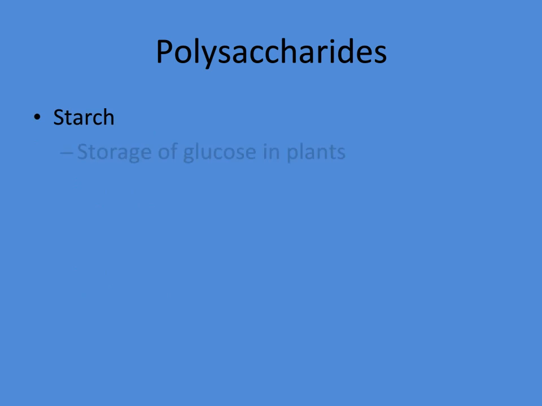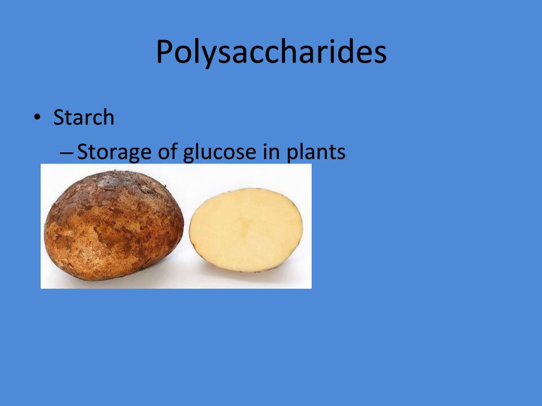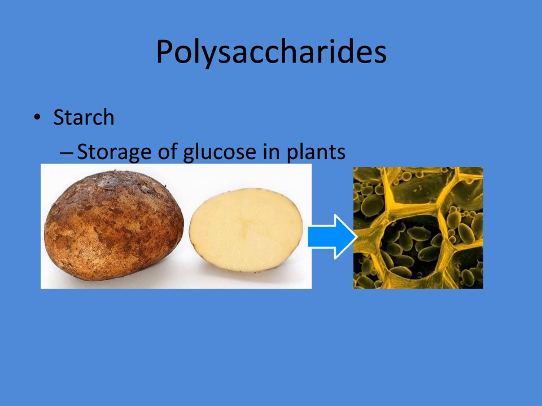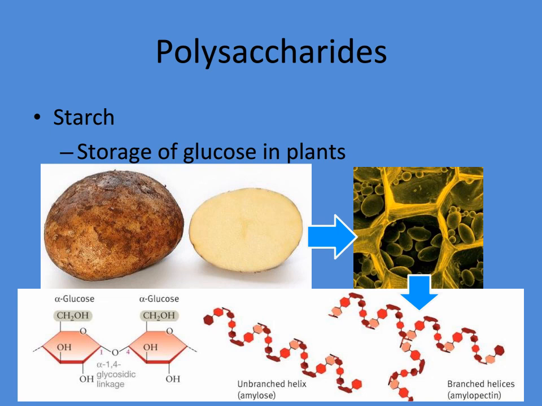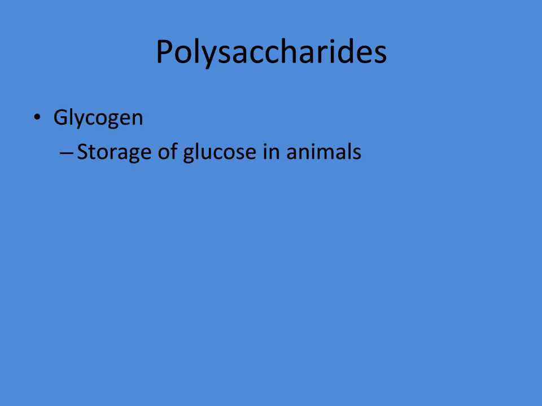Starch is the polysaccharide plants form in order to store their glucose for later use. The potato plant stores its excess starch in the potato. If we look at the cells in a potato, we see the small structures, amyloplasts, that contain the starch. And if we look at the starch, we can see it is composed of two forms, helical amylose and branched amylopectin. The glucose monomers in amylose are joined by only alpha-1,4 glycosidic linkages, while the amylopectin has alpha-1,6 glycosidic linkages at the branch points. Glycogen is the polysaccharide animals form in order to store their glucose for later use.